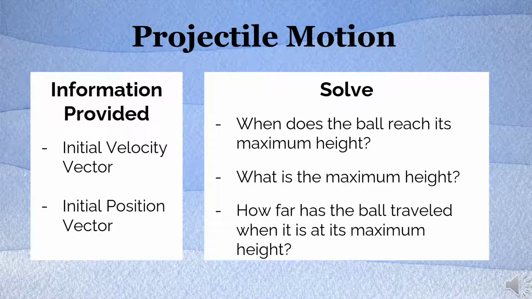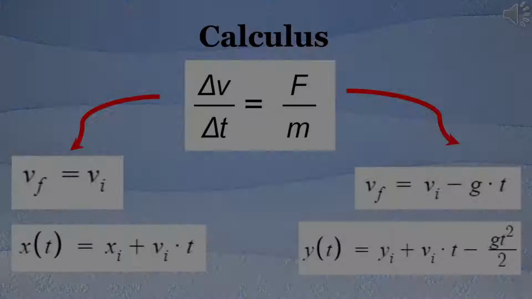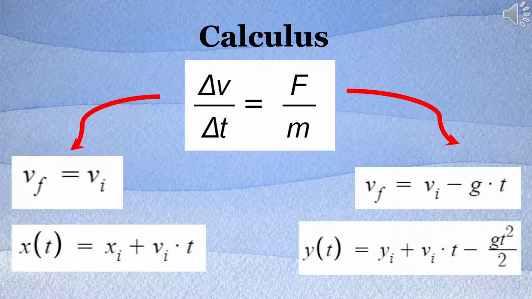And how far has the ball traveled when it is at its max height? To solve these projectile motion questions, we can plug in information provided into our code for a falling object, or we can also solve the problem analytically, that is, with pen and paper. To solve projectile motion problems analytically requires a bit of basic calculus. From Newton's second law, we can derive the position and velocity equations for the x direction, shown on the left, and the y direction, shown on the right.